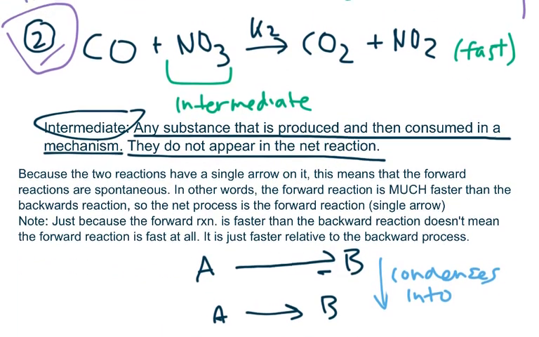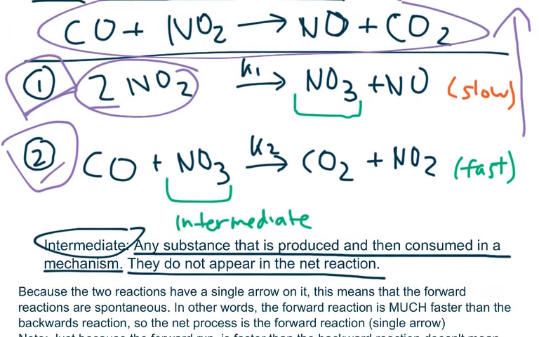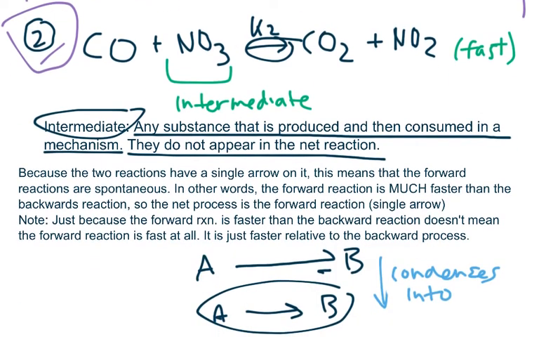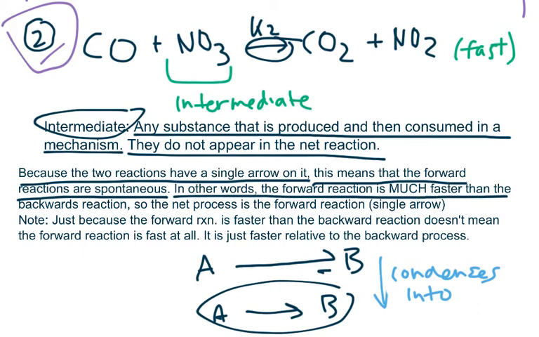So over here we have a forward arrow from A to B, and in these two elementary steps we have two forward arrows. So what does a forward arrow exactly mean? Well, because the two reactions have a single or a forward arrow on it, this means that the forward reactions are spontaneous. In other words, the forward reaction is much faster than the backward reaction, so when you add the two processes together, the net process is the forward reaction, since that reaction dominates over the backward reaction, and overall, when you combine them together, you get a net forward reaction, which is why it is a single arrow.